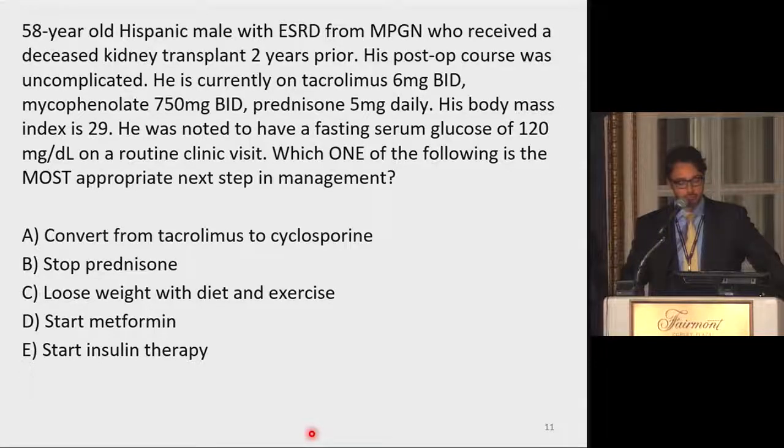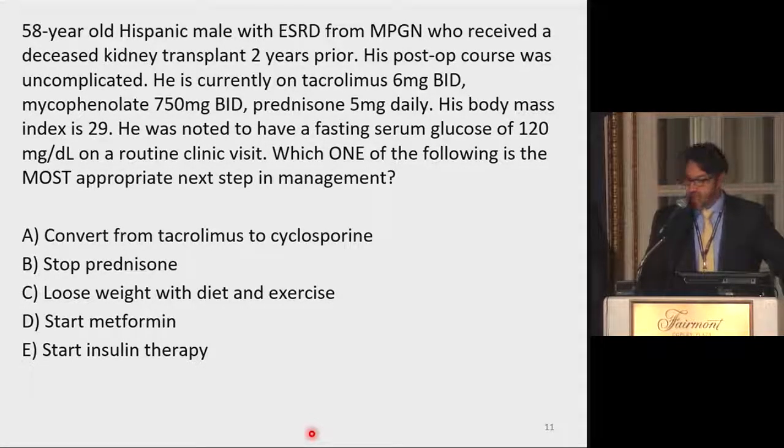So we can convert from tacrolimus to cyclosporine, stop prednisone, lose weight with diet and exercise, start metformin, or start insulin therapy. And let's see, Dr. Cunha from Portugal and Dr. Madini from Montreal. You guys can pick from A, B, C, D, E.